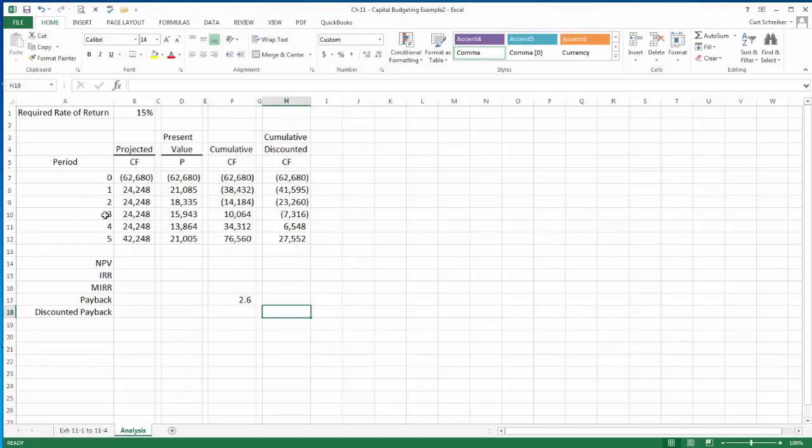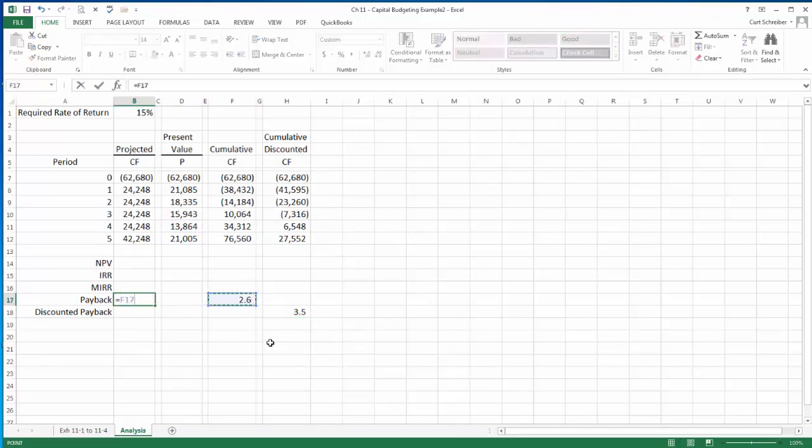Our discounted payback, notice, is sometime between year 3 and year 4, because in year 3 and 3/4, is equal to year number 3 plus, in parentheses, negative, click on the negative 7,000 divided by the cash flow in the year following payback, close our parentheses and hit enter, 3.5 years. So payback equals 2.6, discounted payback equals 3.5. Okay?